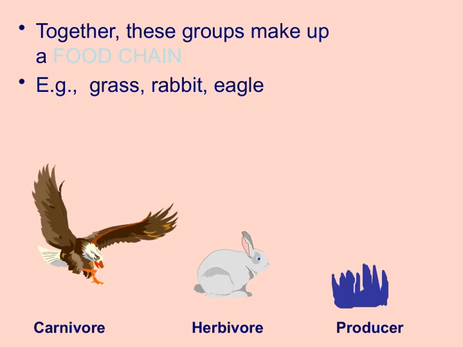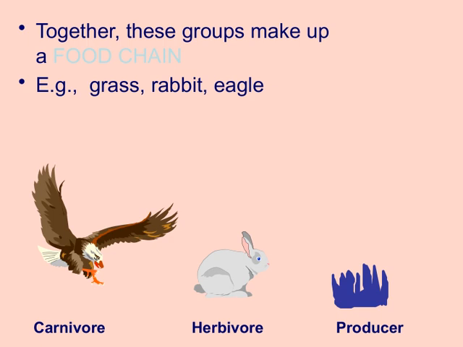Together, these groups make up a food chain. A food chain is a simple way to show how energy moves from one organism to another in an ecosystem. For example, imagine grass, a rabbit, and an eagle. The grass is the producer because it makes its own food through photosynthesis. The rabbit is a herbivore, or a consumer that eats the grass. Then, the eagle is a carnivore that preys on the rabbit.